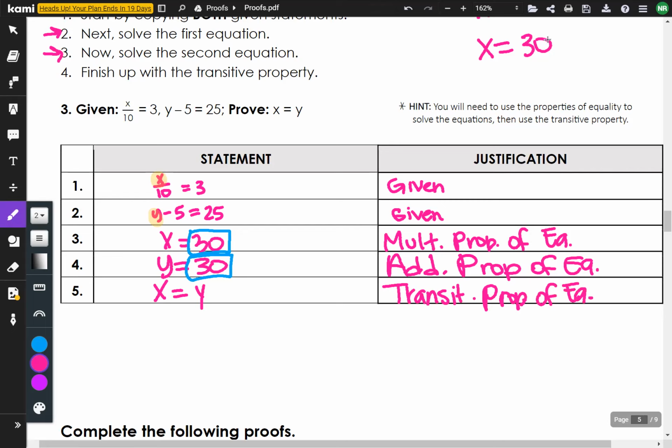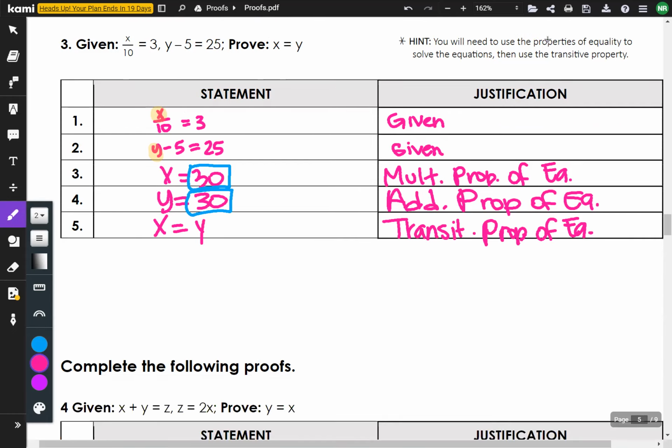Questions on this one? You have to find something in common in order to combine the statements. If they don't have anything in common, you have to do some type of solving. Okay. Let's look at the next one.